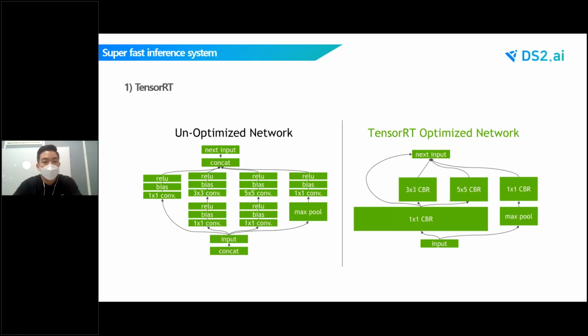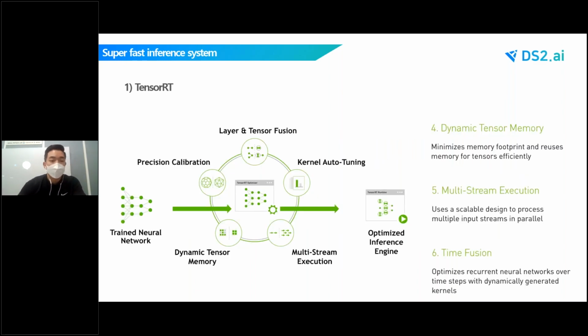Next is kernel auto-tuning. As mentioned earlier, TensorRT helps to create runtimes for NVIDIA's various platforms and architectures. Each product has different optimized kernels depending on the number of CUDA engines, architecture, memory, and whether specialized engines are included. And dynamic tensor memory and multi-stream execution.